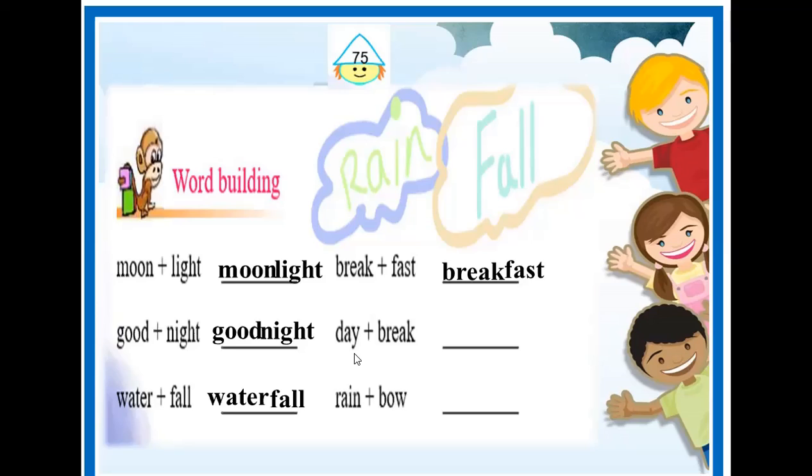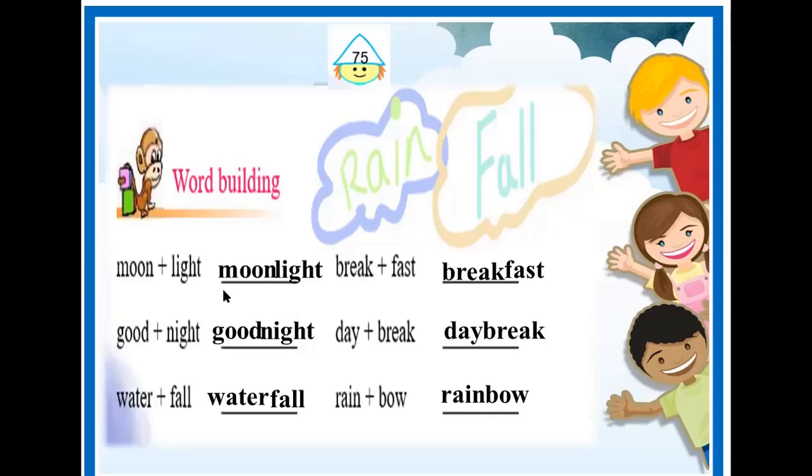Our fifth pair of words are day plus break, and by joining them, we get the compound word daybreak. And the last pair of words we have here are rain plus bow, and after joining them, we get the compound word rainbow. So what are compound words, children?